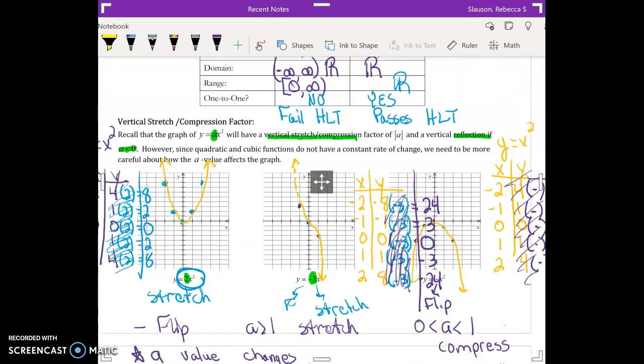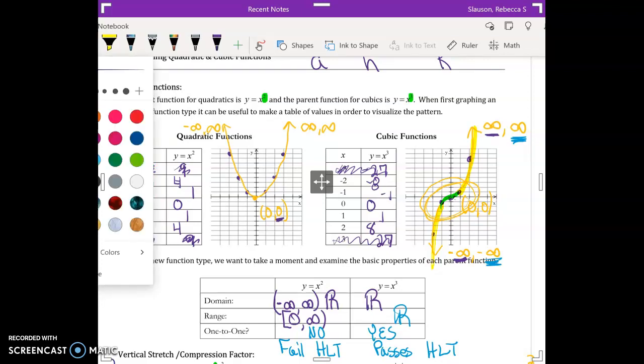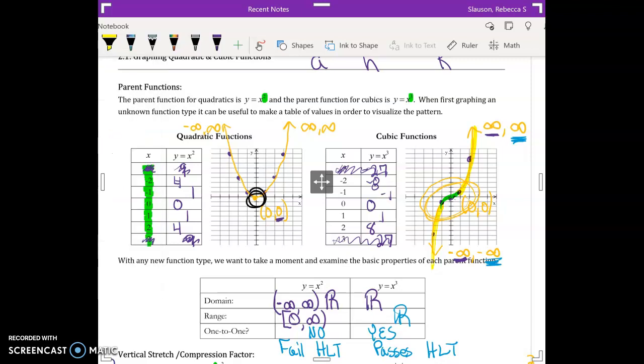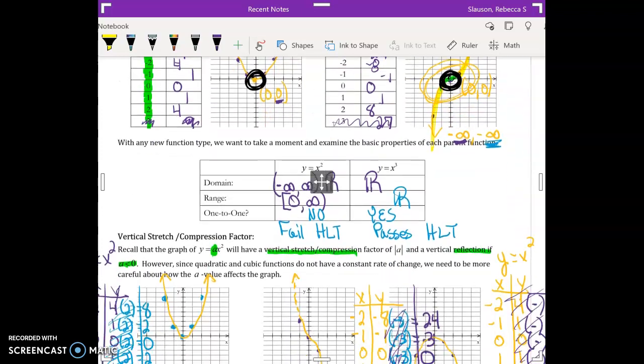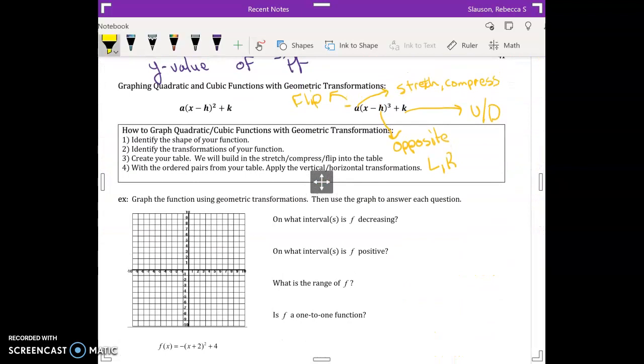And what I want you to notice is, one point that didn't change when we did our stretch or compress was this point right here. Let me get a different color. Still stayed 0, 0, and this point still stayed 0, 0. That can be referred to as our reference point, kind of the point that gets us going, kind of refer to all the other points. So anyway, let's start graphing with A, H, and K.